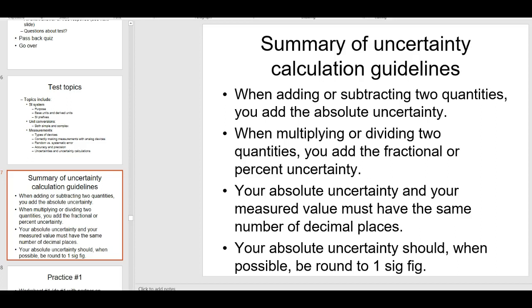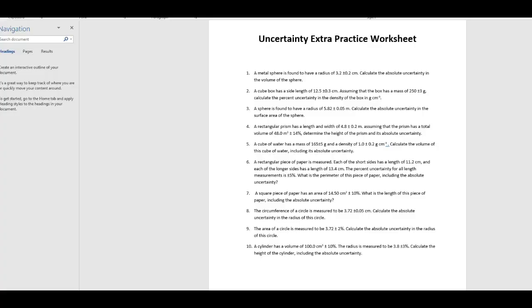And so now we're going to look at some, and the problems we're going to look at are kind of complicated. Understand, as long as you follow these guidelines consistently, you should be able to do any problems that you want with uncertainties. So we're going to look at some problems from this worksheet here. Let's go ahead and take a look at question number 1. A metal sphere is found to have a radius of 3.2 plus or minus 0.2 centimeters. Calculate the absolute uncertainty in the volume of the sphere. So let's do that now.